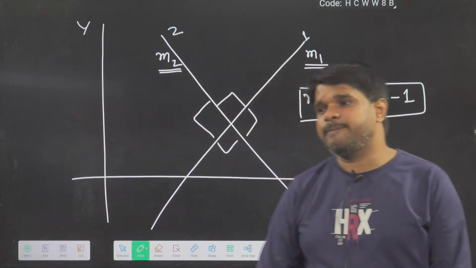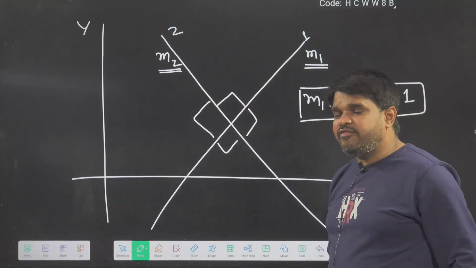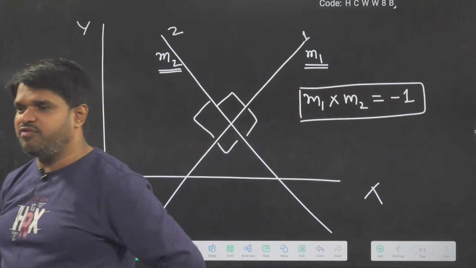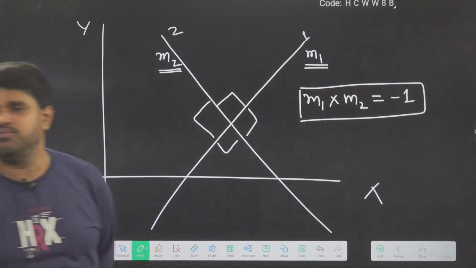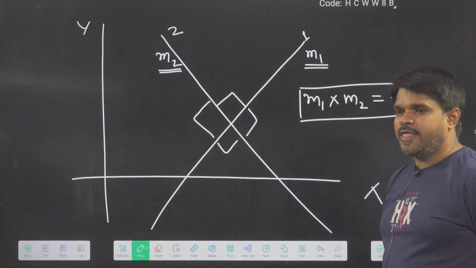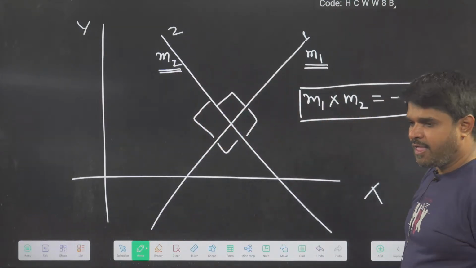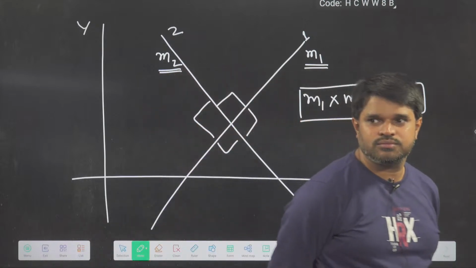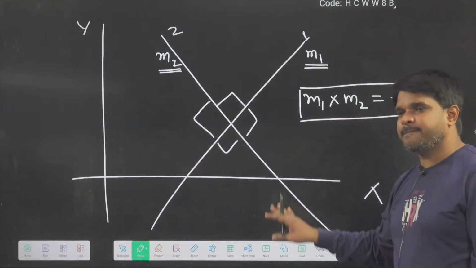Write it. If two lines are perpendicular, then the product of their slope is -1. Write it. Done.